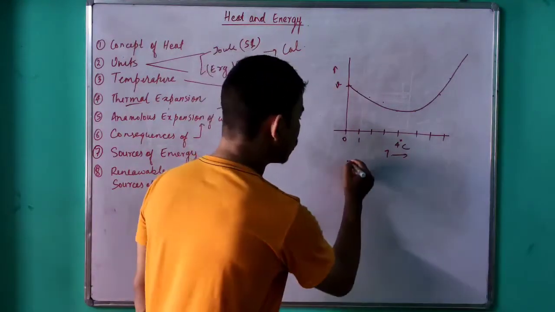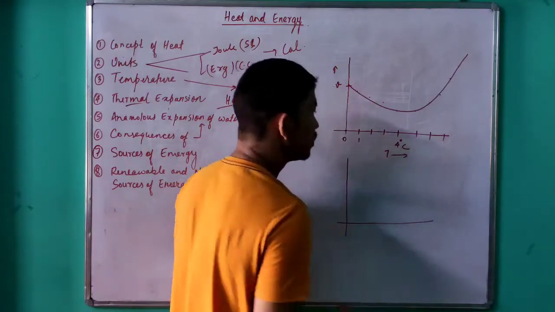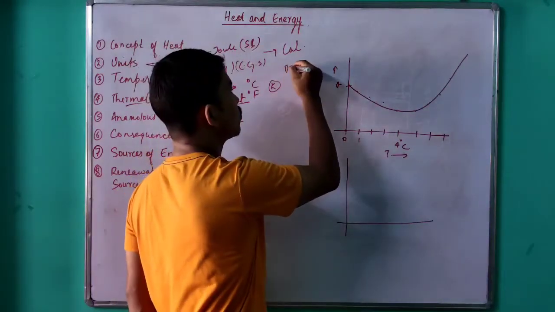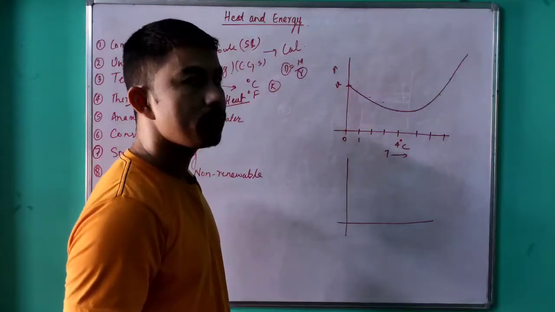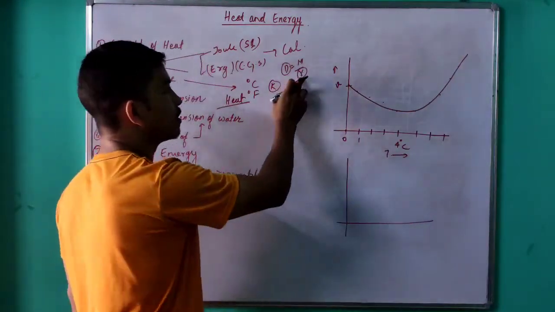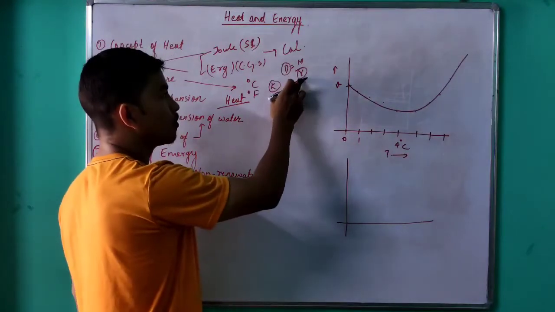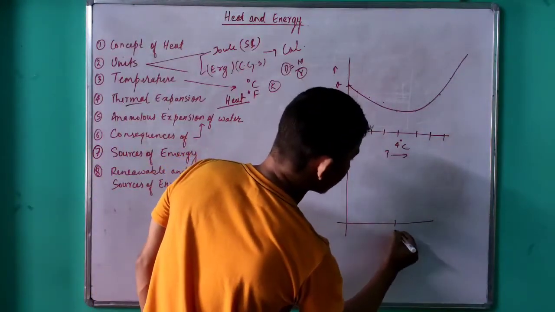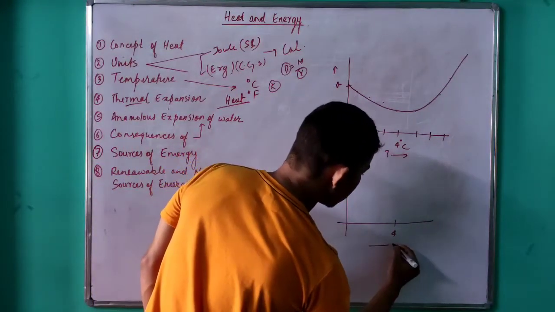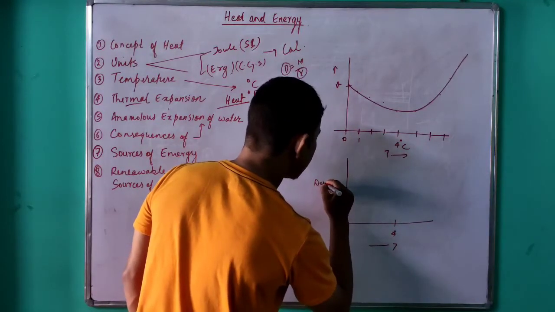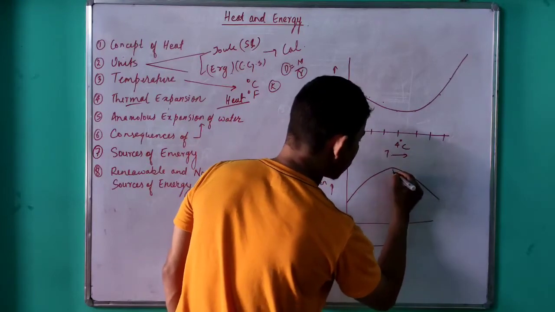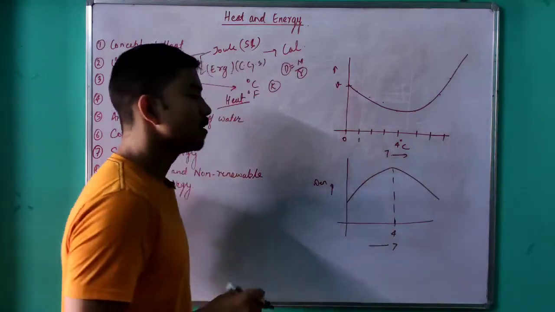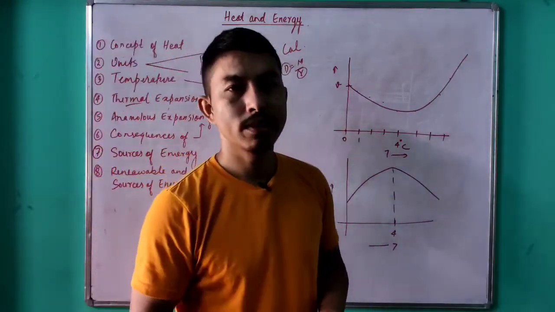Similarly, if you plot the temperature and the density, since we have learned that density is equal to mass by volume, the density and volume are inversely related. So the lesser the volume, the higher the density. So at 4 degrees, this is the temperature and this side is the density. So it will have a maximum density like this. So at 4 degrees the water has a maximum density.